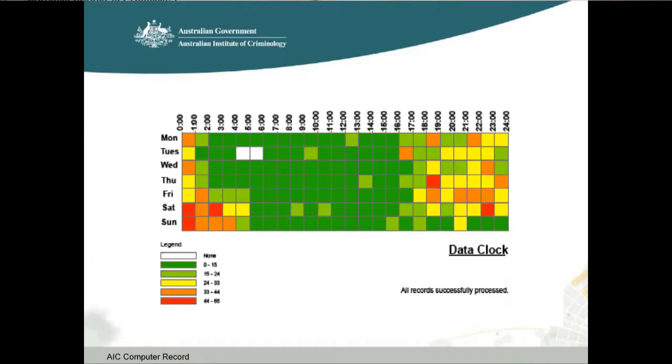Now, turning to days of the week and times of day, this is another data clock. As you'd expect, they start on Friday, and then in the early hours of Friday or Saturday and Sunday morning, certainly a lot of crime happens about then. In this particular town, it doesn't happen everywhere.